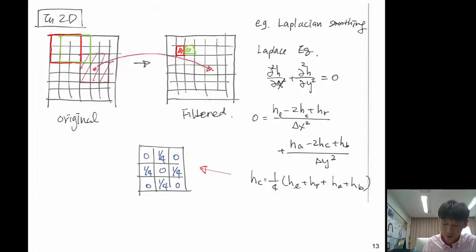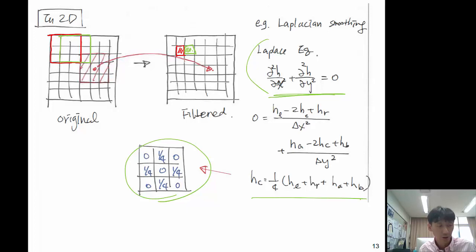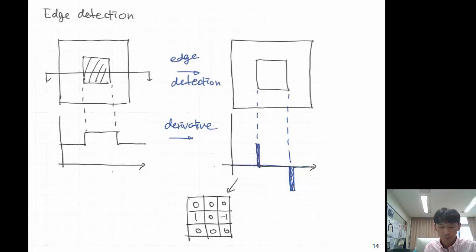And one of the kernels that people use for the smoothing technique is called the Laplacian smoothing, because it's derived from the Laplace equation. I think you're familiar with this kind of equation if you learned CFD analysis. So then also there are some special filters that can help you find the edge of your picture or object in the images.